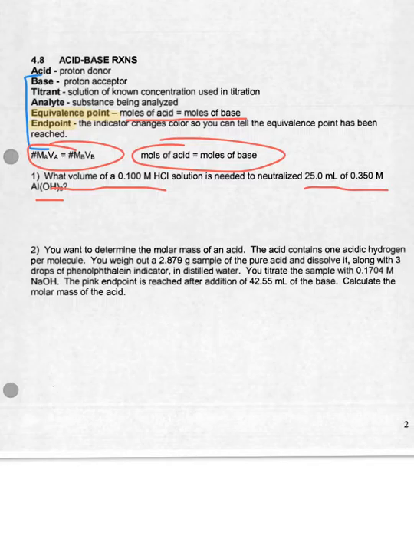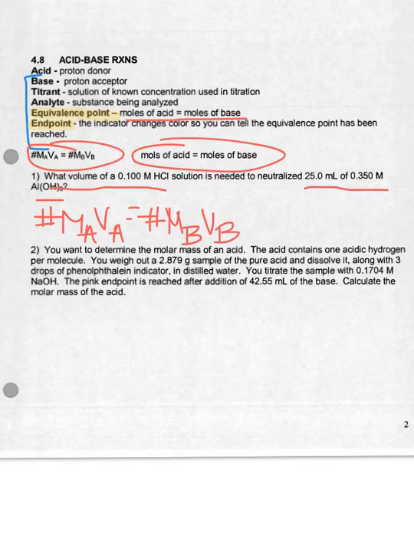So we're going to use our equation. Let's write that down: number times MAVA equals the number times MBVB.